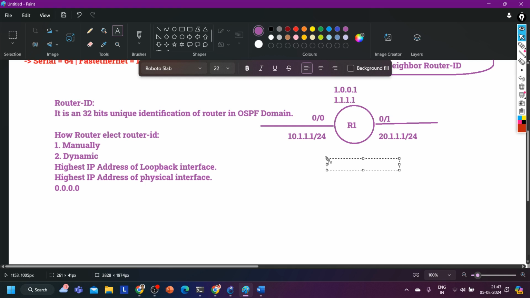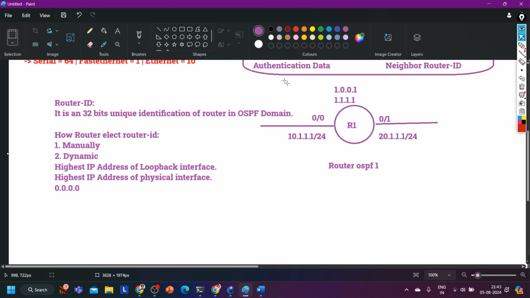So now if I run the command router OSPF process ID 1 and hit enter, what will be the router ID of R1? Tell me, what will be the router ID of R1? 1.1.1.1. If there is no loopback, then what will be the router ID of router 1? Physical IP address. We have two. So the router is going to elect the higher IP address, this one, 20.1.1.1.